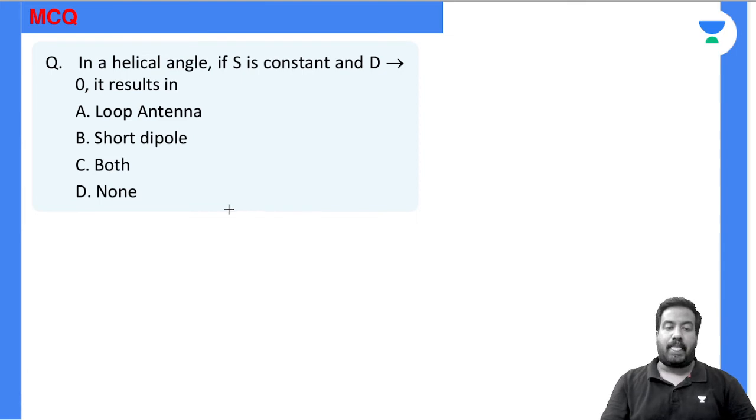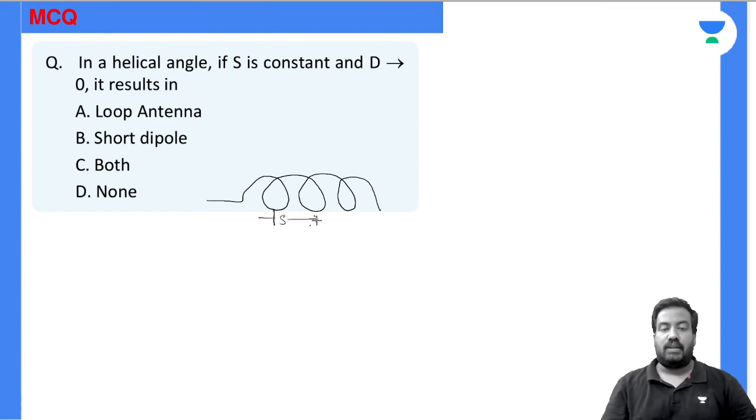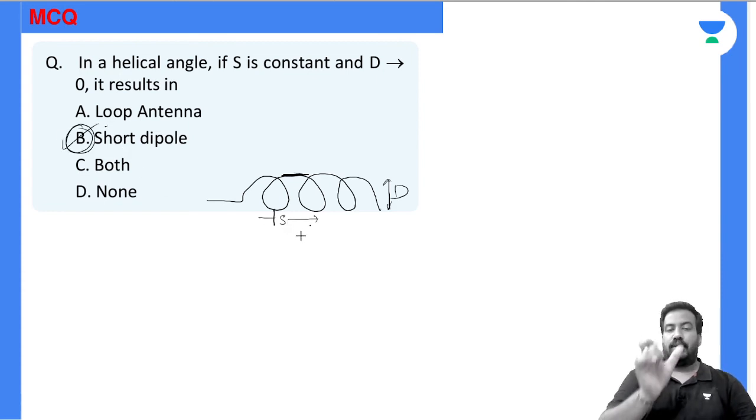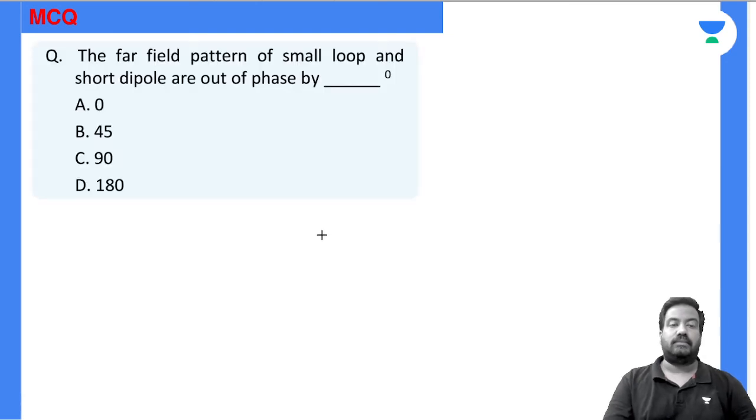In a helical antenna, if S is constant, the spacing is not changing, but the diameter is compressed. Diameter is made 0, spacing is not changing. Then you get a short dipole antenna, a small dipole antenna. Only this part will be left out, forming a small dipole. The far field patterns of a small loop and a short dipole are out of phase by 90 degrees.